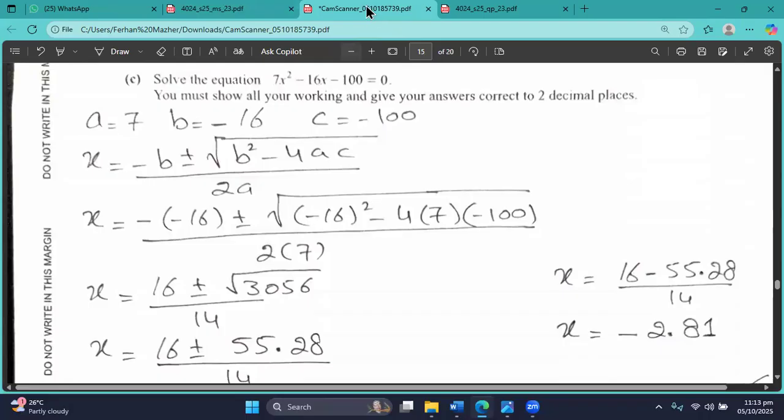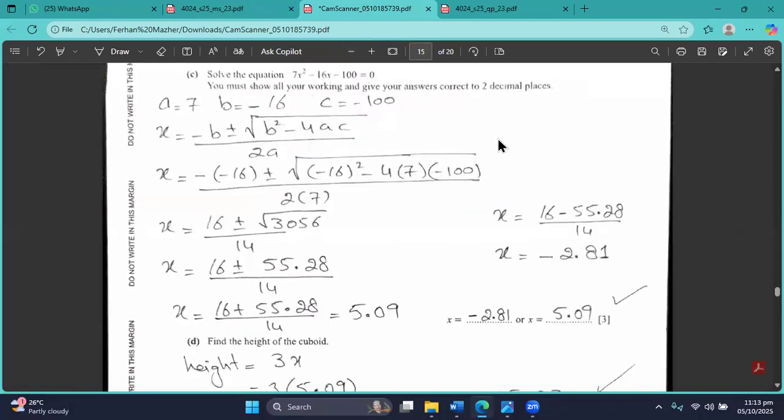We are going to apply the quadratic formula. Okay, so A is equal to 7, B is equal to minus 16, and C is equal to minus 100. The quadratic formula is minus B plus minus under root, and under the radical sign we have B square minus 4AC, and the whole thing divided by 2A. Just put the values of A, B, and C there.